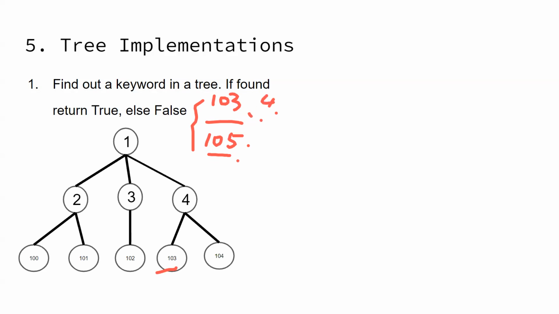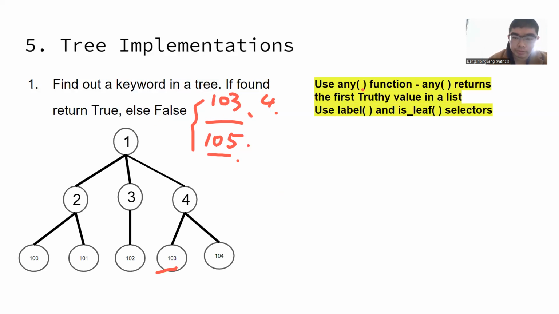Maybe we have three examples. Suppose we are to travel through the tree, because we just want to receive true or false. So we don't have to construct a new tree. Just use the old tree. Here's some small hints: you use the any function to return the first true value in the list.